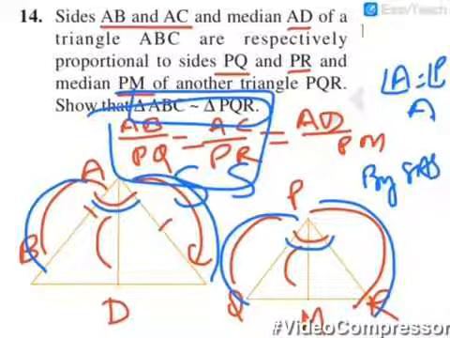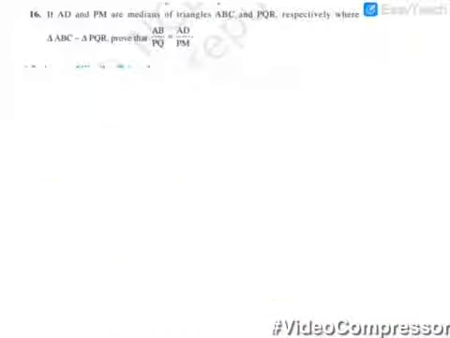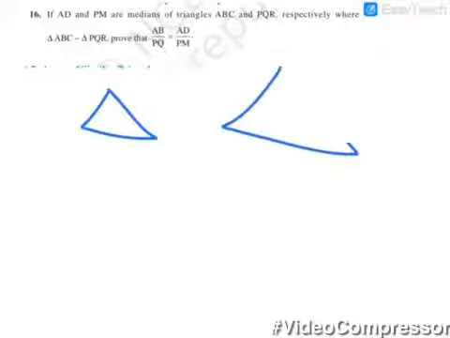Now there is one more median question which is in reverse direction. Let us see what it is. So that is 16th question we are in. AD and PM are medians of triangles ABC and PQR respectively. So here they have given it, triangle ABC is similar to triangle PQR. They have themselves given, this is ABC and this is PQR. They have given both are similar.